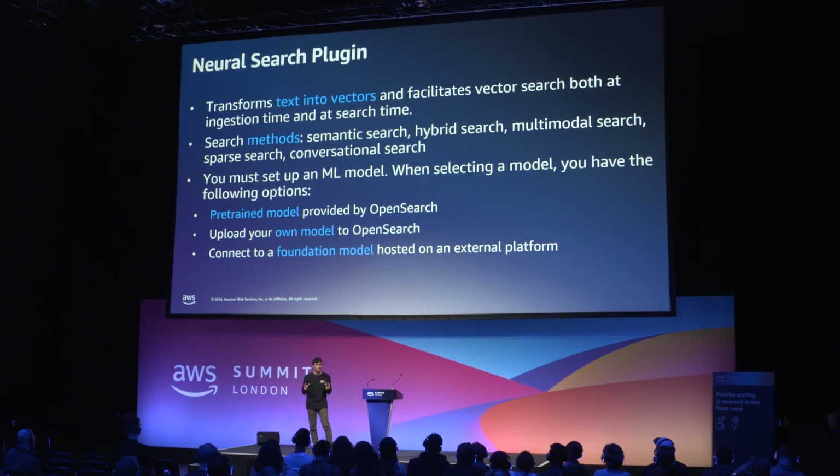Of course, for every transformation from text to vector, you're going to need a machine learning model. And you can bring the model needed to do this transformation in 3 different ways. You can use one of the pre-trained models available natively inside OpenSearch, you can bring your own ML model into the OpenSearch cluster, or you can connect to external services to do this transformation. This third option is actually a great way to decouple your architecture and have more flexibility on how you calculate the vector embeddings.